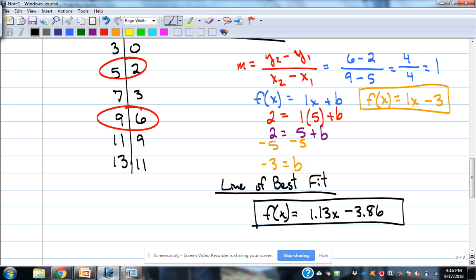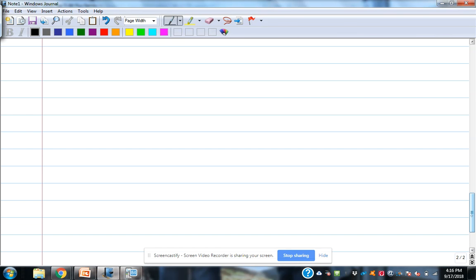We're finding a line of best fit that's done by hand? No, line of best fit is done with the calculator. Line of fit is done by hand, by picking two ordered pairs. Let's do another one of those just to get the practice.